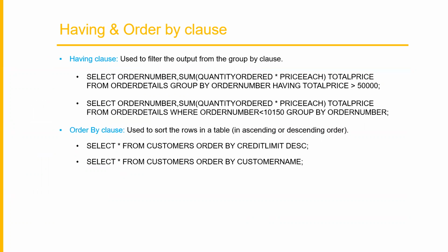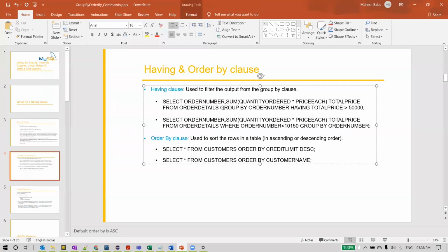Now having is a clause which we need to use with the group by clause. The having clause can only be used when you use the group by clause. You can't use the having clause anywhere else. The functionality of the having clause is similar to the where condition. Once we group by one or more columns, we can filter the summary rows by using the having clause. So that's the definition.